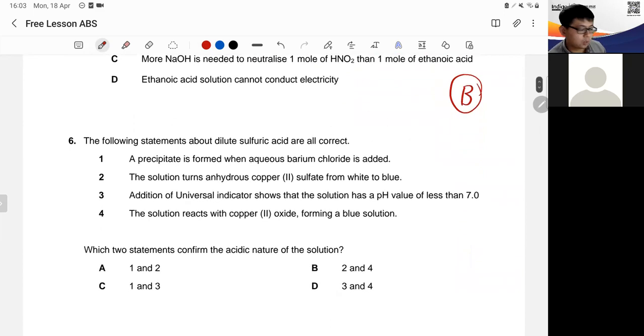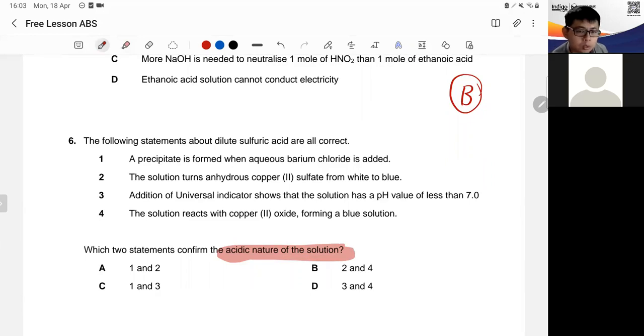Question 6. The following statements about dilute sulfuric acid are all correct. Which one confirms the acidic nature of the solution? I want to zoom in on this, because what this question is saying is that all these 4 things are correct statements, but which one tells you that it's acid?